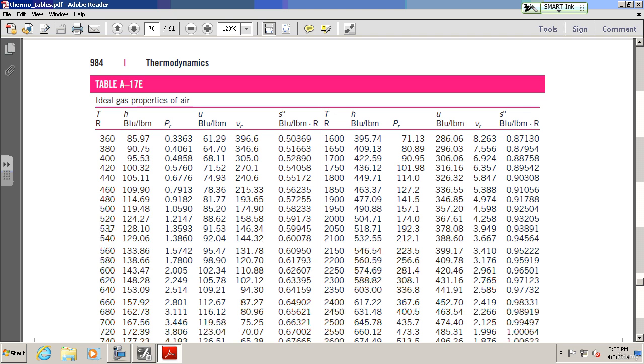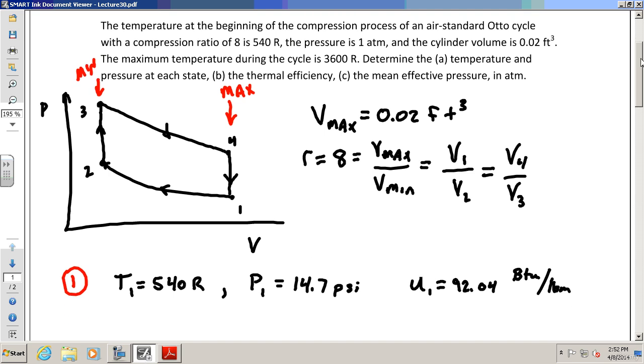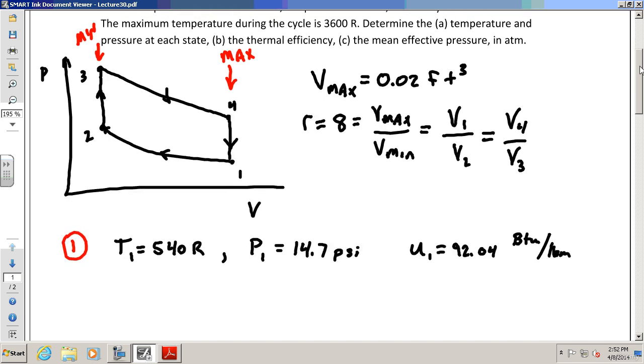So the first thing we're given is a temperature of 540 Rankine. I know you don't know this, but you're going to need this value. You're going to need 92.04. Let's write that down. 92.04 is the internal energy at state 1. U1 is 92.04, and that's BTU per pound mass. That's pretty much everything we need to know about state 1.